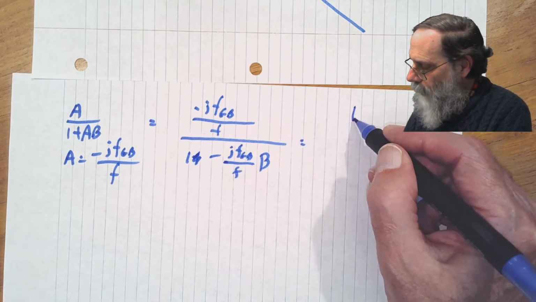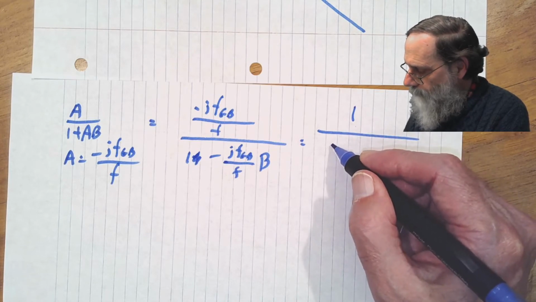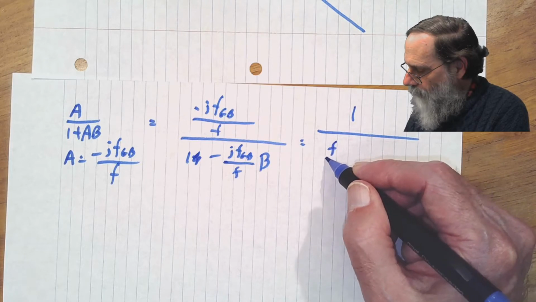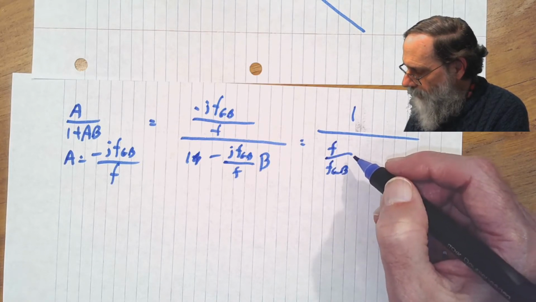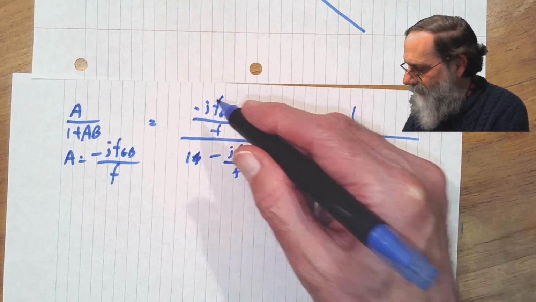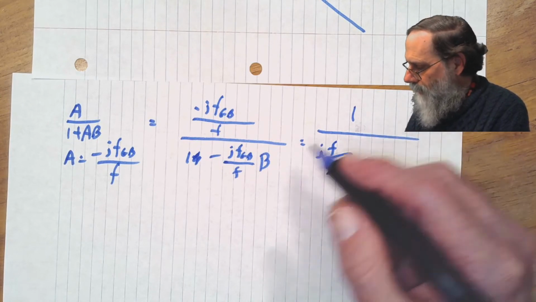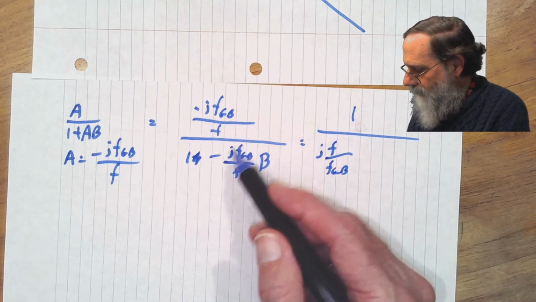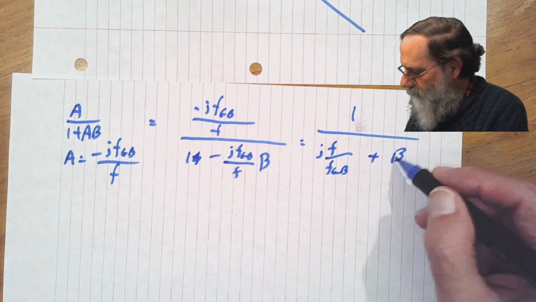So I will have 1 over F over FGB, and instead of having the minus J on the top there, I'll put the J up here. It's the same thing, and then since I was dividing by that, this is going to cancel here, and I'm going to get plus B.